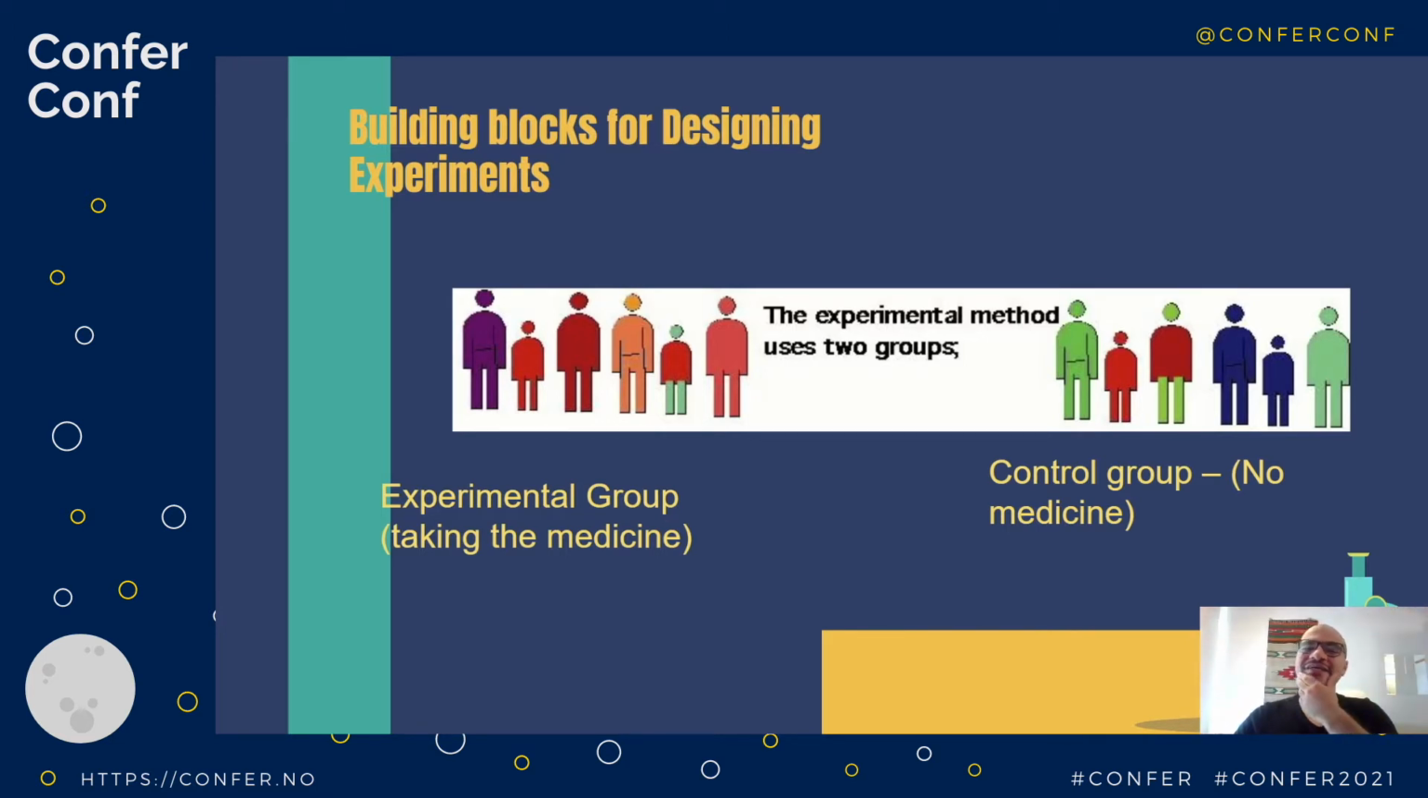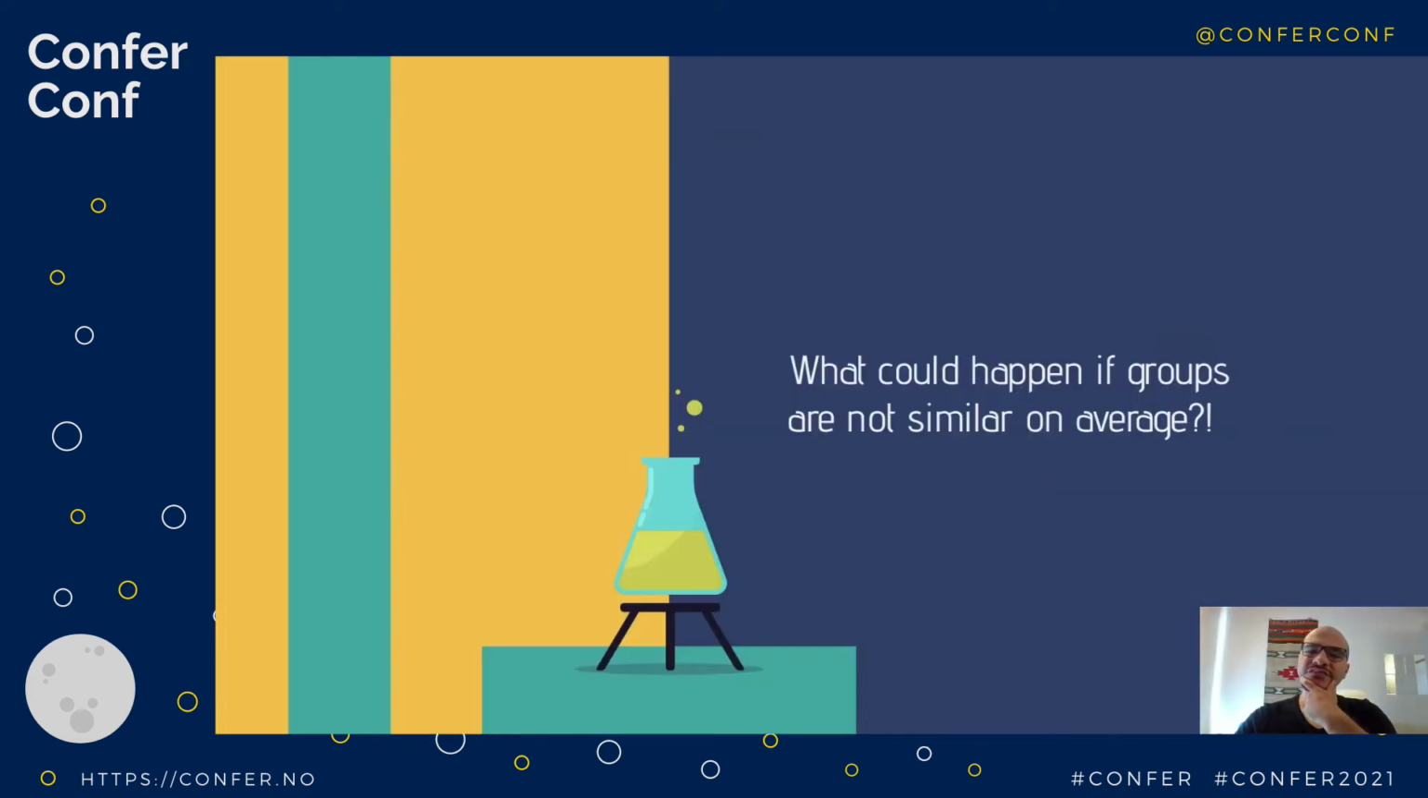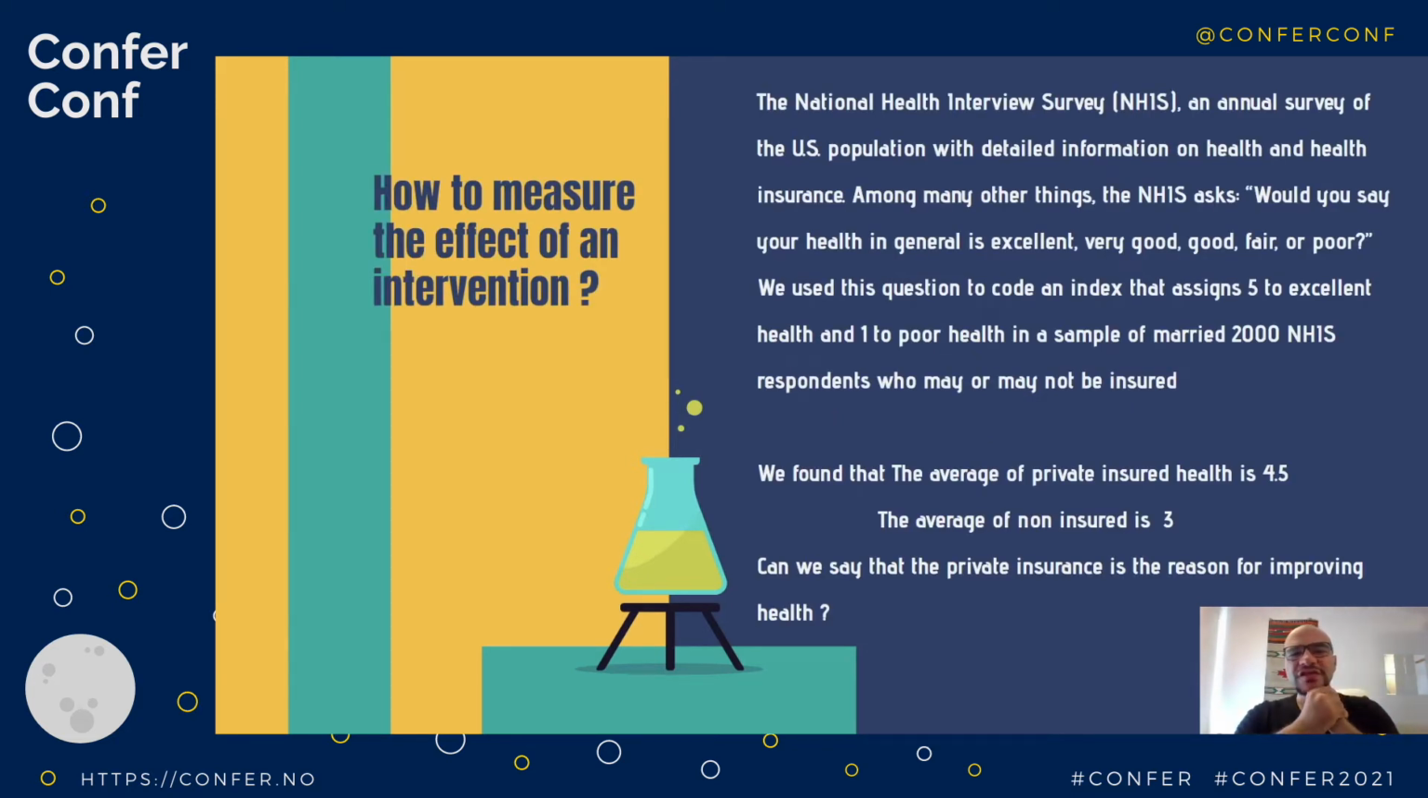So what can actually happen if the two groups are not the same, or if the two groups are not similar on average, in statistical terms? Let's go through this example. In the USA, there is the National Health Survey, an annual survey where they ask a population of US citizens about their health details. Some of these have a private health insurance, and some of them don't have health insurance. They ask them how they rate their health: excellent, very good, good, fair or poor. And they rate this in a numerical value from 5 as excellent to 1 as poor.